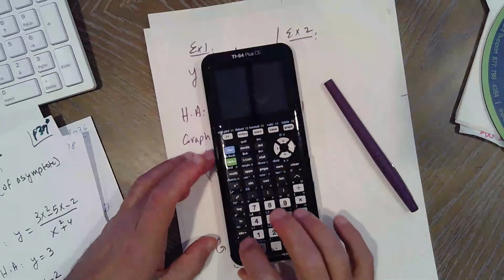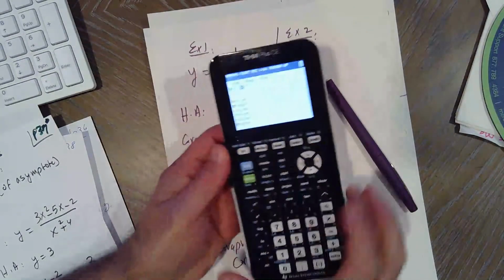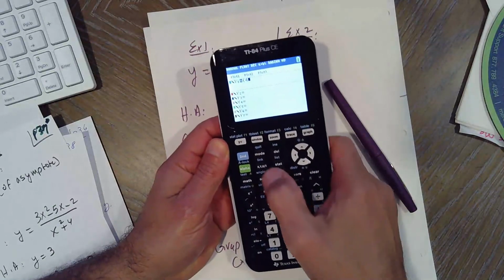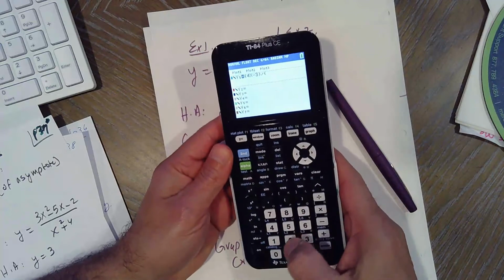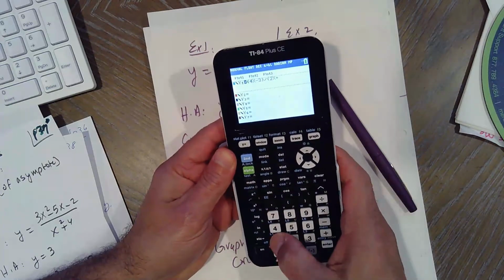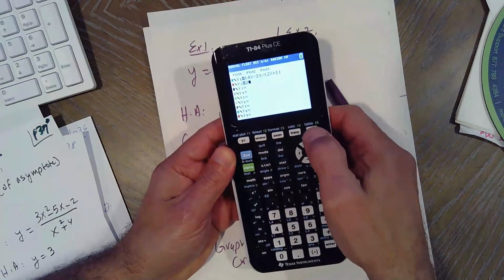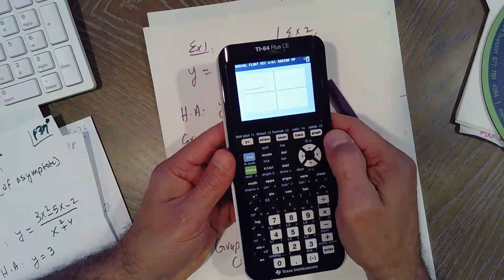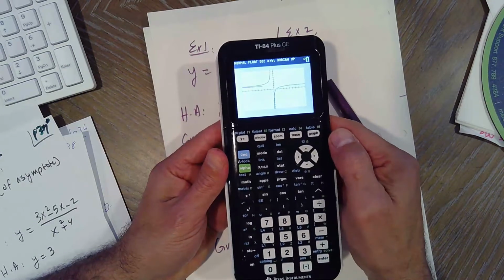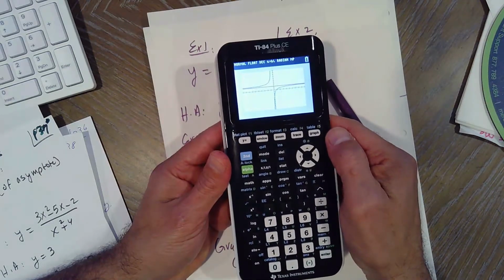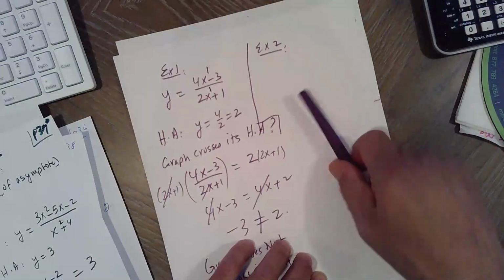And here's a snapshot of the graph. If you graph y equals, in parentheses, 4x minus 3 divided by, in parentheses, 2x plus 1, and then the horizontal asymptote is y equals 2, you can see that they're not going to cross. The graph goes along y equals 2, but it will not cross it. Okay? And we proved it algebraically. So now, let's look at example 2.